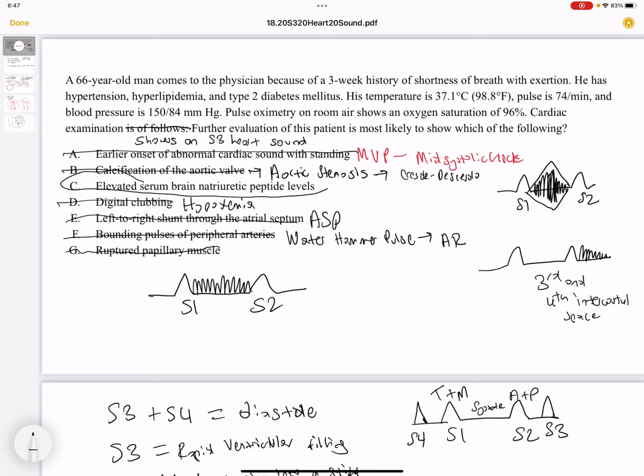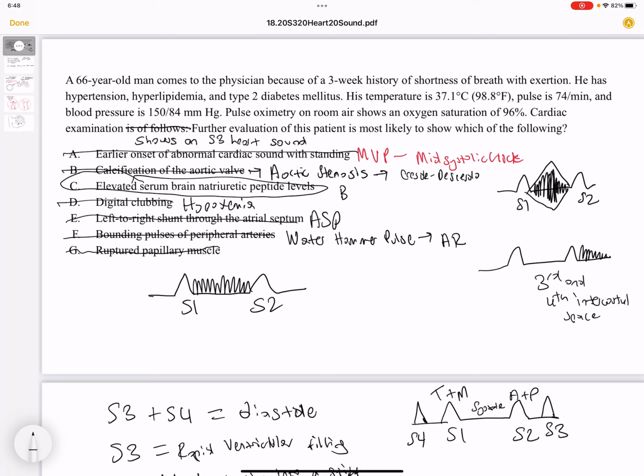Our answer is going to be answer choice C, which is elevated serum brain natriuretic peptide levels. An increase in BNP along with an S3 heart sound indicates heart failure. BNP is going to be released once there is cardiomyocyte stretch. So cardiomyocytes can be stretched and then they release BNP. That results in vasodilation to relieve the heart.